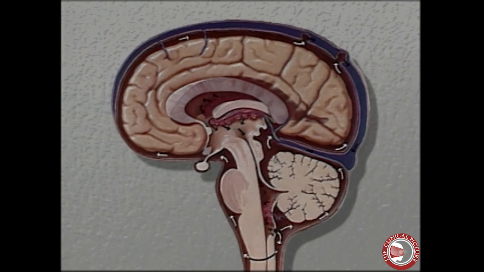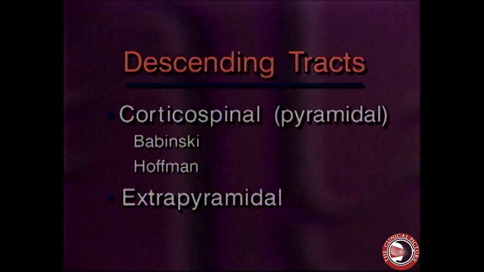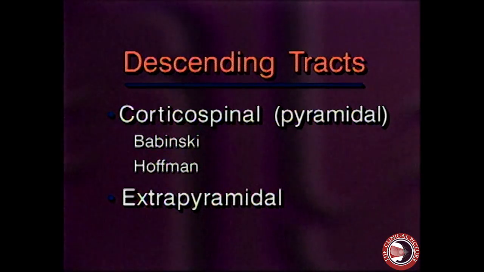The last major section in the evaluation for a central nervous system lesion is evaluating the spinal cord. Evaluation of the integrity of the spinal cord requires evaluating the descending spinal tracts or motor pathways and the ascending spinal tracts or sensory pathways. There are essentially 2 descending tracts which a clinician should be familiar with. The first is the corticospinal or pyramidal tract, and the second is the extrapyramidal. Lesions of either of these 2 tracts produce an upper motor neuron lesion and present with the signs discussed previously in this tape.